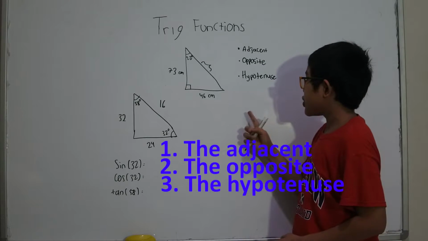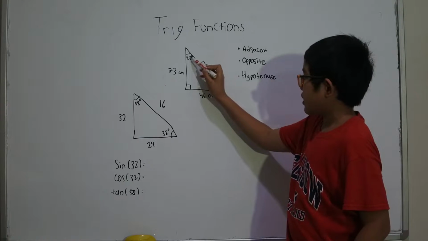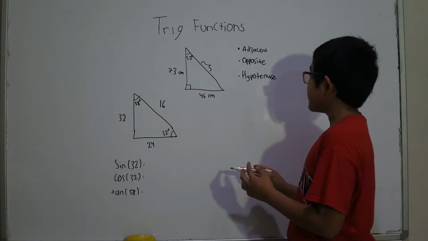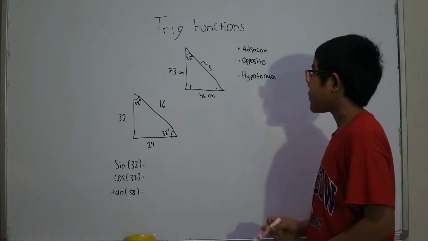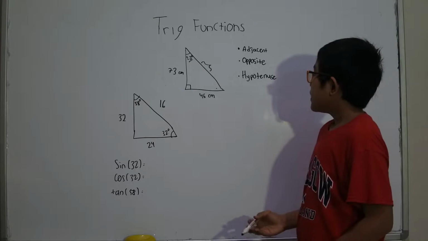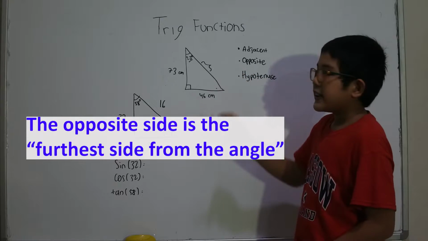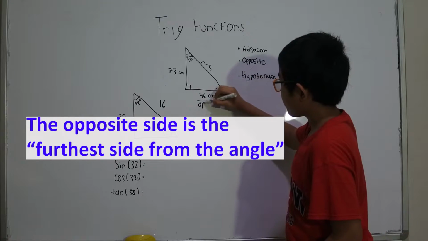Remember that these three sides are really linked to the angle. So if you use this angle, we will be able to identify the different sides in here. But if you use this angle, that will be different. So that's why we use this angle, the 22 degrees angle. So the opposite side would be the side the furthest from it, which is this one. This would be our opposite side.